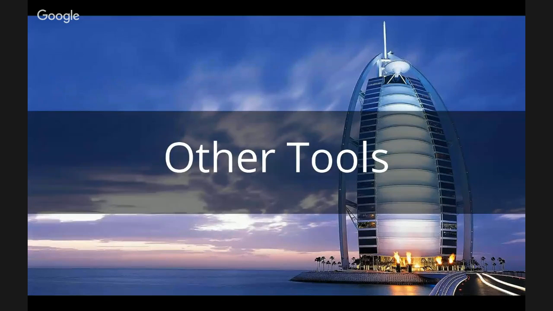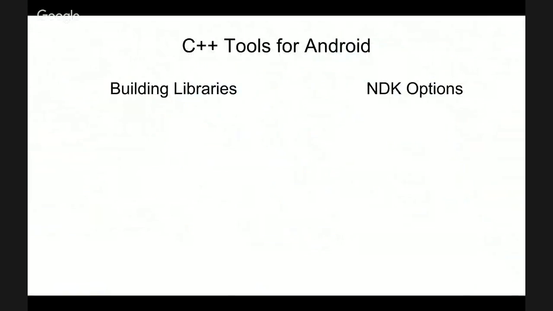Okay, so we kind of went over pretty deep into Genie. I'm going to outline a few of the other tools that are available for getting C++ on your phones. These are all going to be specific to Android. Again, I'm not really covering a whole lot of iOS in this talk, but there are other tools for iOS as well. So one thing we're going to need to do is build libraries.